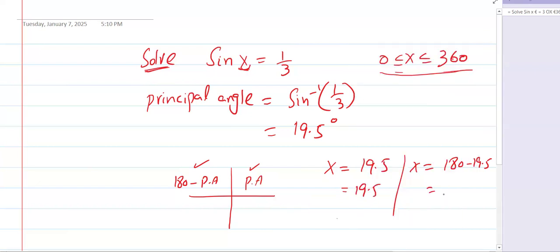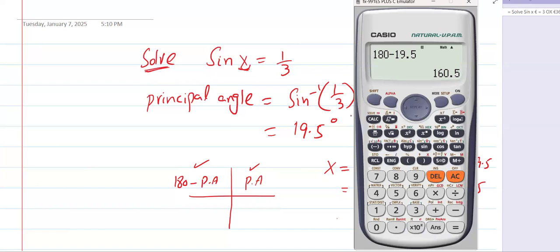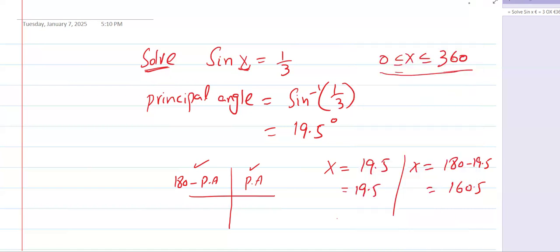It will be 160.5. So you can check, sine 160.5 will give you this value, sine 19.5 will give you this value. So you can take sine, give you this 0.333. This is 0.333. Again, I'm repeating, if you have to solve, because the calculator will never give you both values. So you always have to adopt that way.